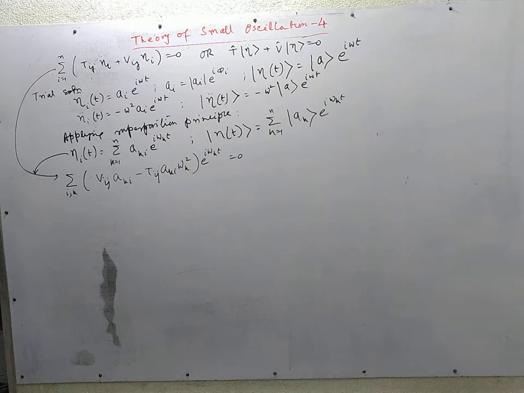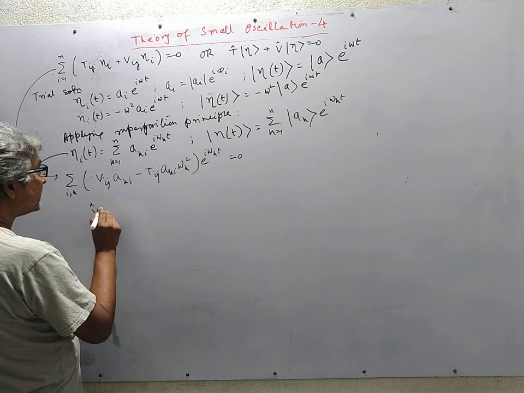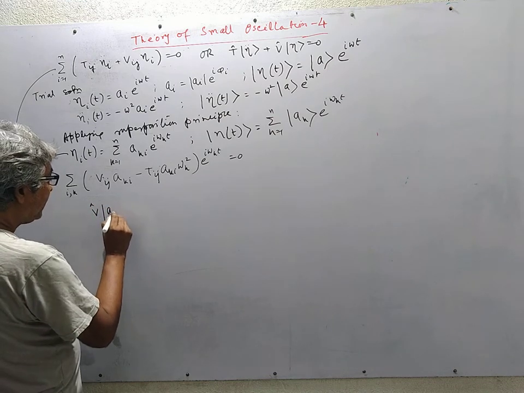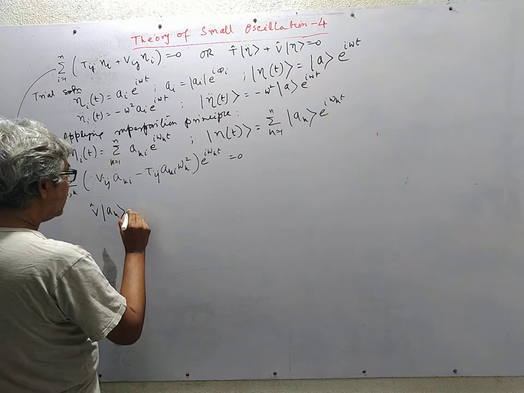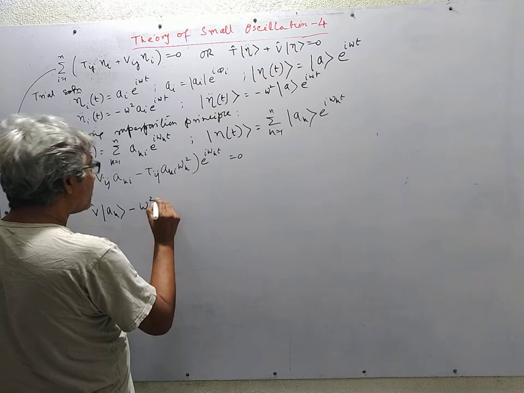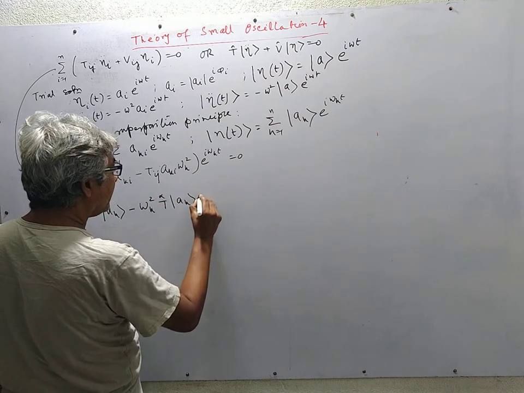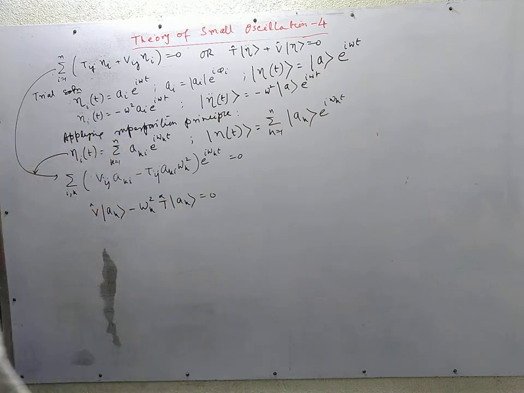Now if we write it in matrix form, this is written as V a_k minus omega_k square T a_k is equal to 0. This is the matrix form corresponding to this relation.